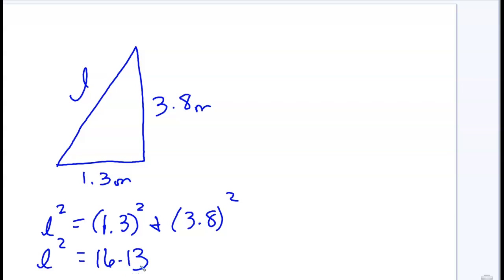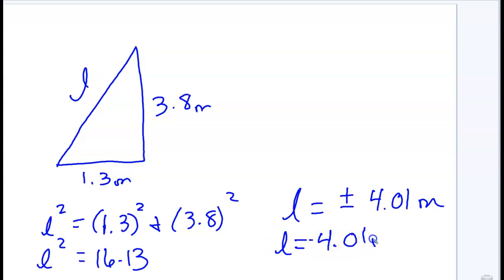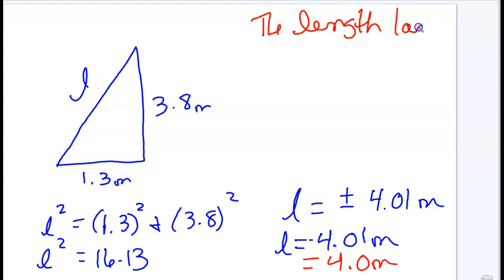And then if you square root both sides, you're actually going to get L to be plus or minus 4.01 meters. And why is it plus or minus? Because when we're solving a variable and square rooting, we get a plus and minus answer. However, because this is a length, we know that we only use the positive. And if we round off to 1 decimal place, I guess that would be 4.0 meters. So again, the length of the ladder, our final statement, is 4.0 meters, and that would be your final answer.